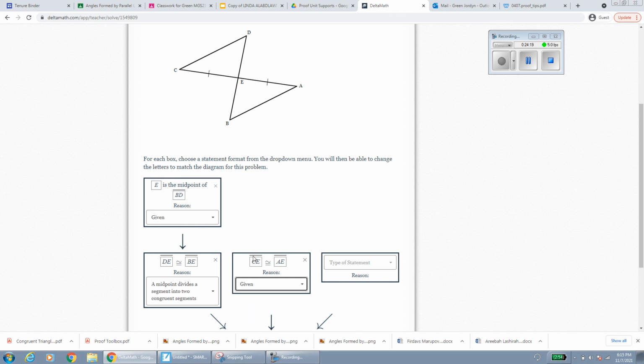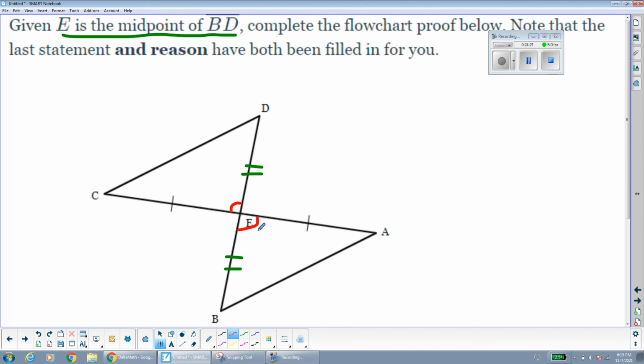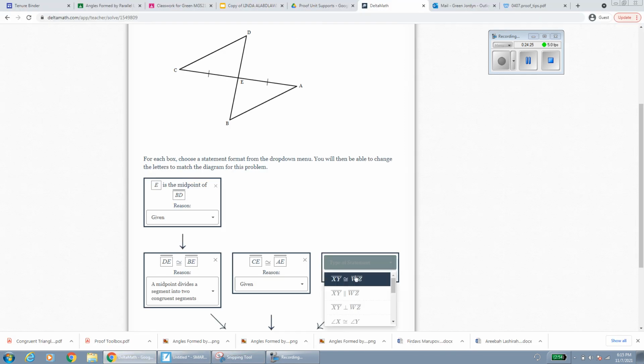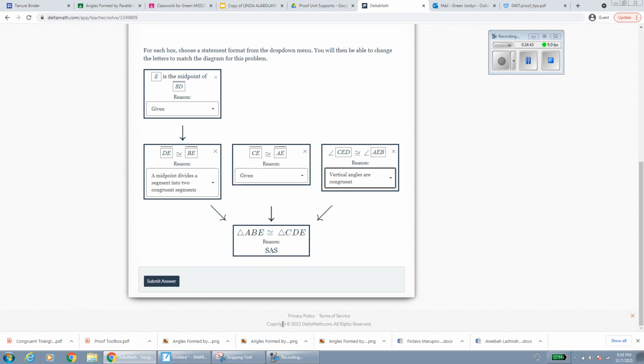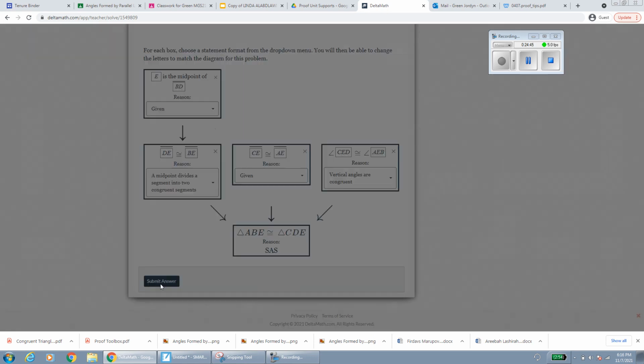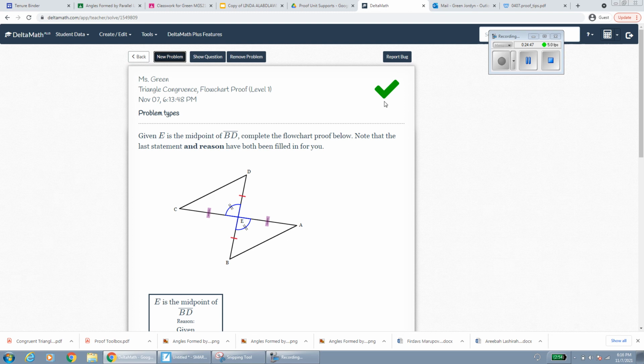And the last thing I have to mention that we talked about is the vertical angles. So let me name the vertical angles and say that they're congruent to each other because vertical angles are always congruent. So that's angle CED, that's this one here, and here angle AEB. And our reason is going to be something about vertical angles. Vertical angles are congruent. Awesome. And that shows the triangles are congruent by SAS. We did it.